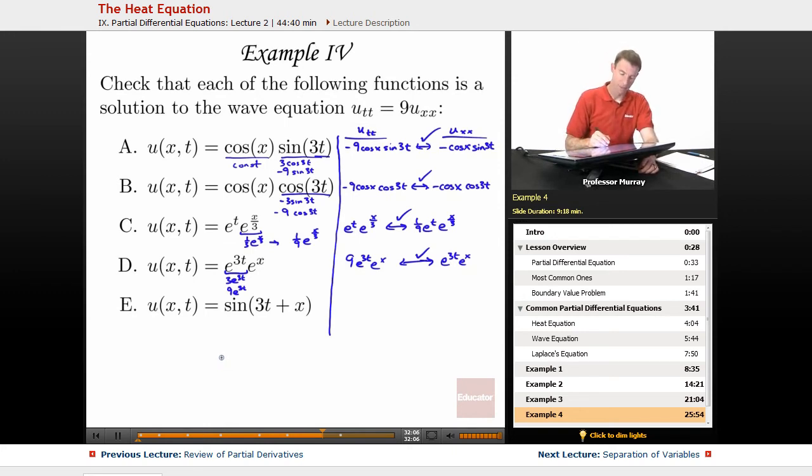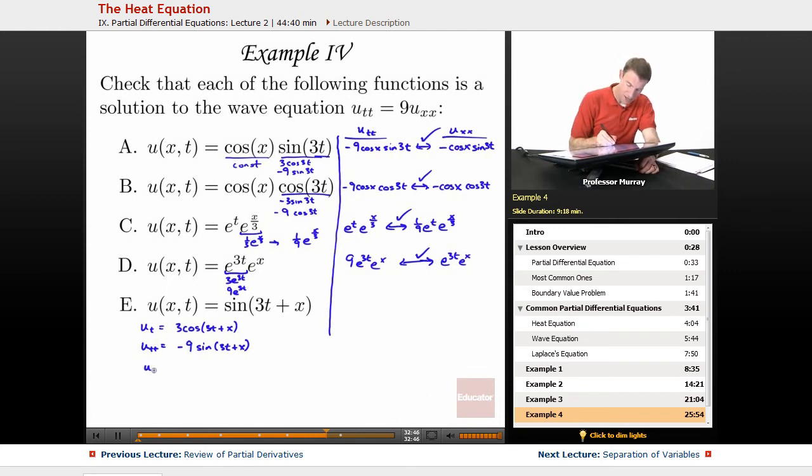Finally, in our last one, we have u of xt is equal to sine of 3t plus x. Let me calculate that one out a little more carefully. u sub t is equal to the derivative of sine, which is cosine of 3t plus x, times 3, the derivative of the inside. And then u sub tt is the derivative of cosine, which is negative sine of 3t plus x. Now we get another 3 popping out, so 3 times that first 3 would be 9.